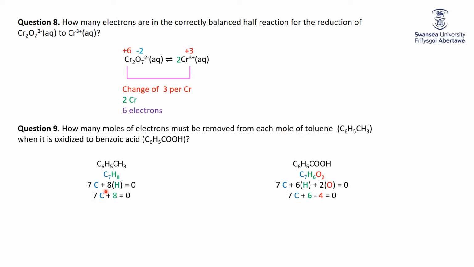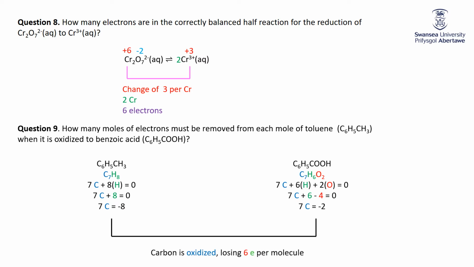So we can think about the 7 carbons as a whole. Let's rearrange that a little bit. Here the 7 carbons' oxidation numbers combined must be -8 to balance out their +8, and here the 7 carbons combined must be -2 to balance out what was effectively the +2 that comes from this process. So therefore the 7 carbons between them go from -8 to -2. So the 7 carbons between them have lost 6 electrons per molecule.